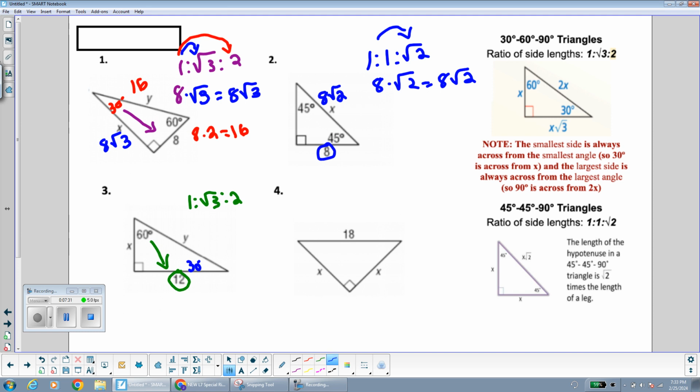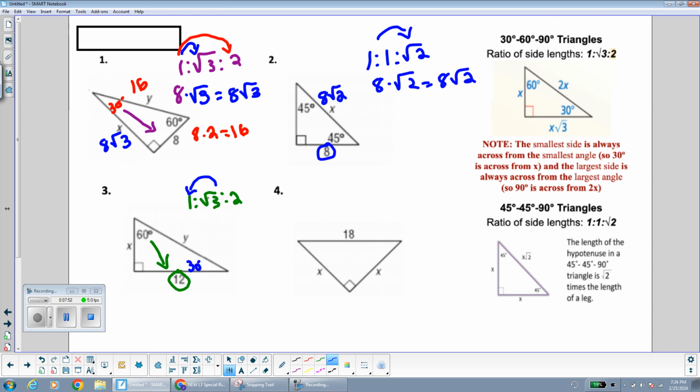So what we're going to do first is we're going to find the smallest side. We're going to find x, which is the smallest side because it's across from the 30-degree angle. And once we have the smallest side, it'll make it really easy for us to find the biggest side because then we can just double the smallest side. So in order to get from the middle biggest side, which is what we have, to the smallest side, we're going smaller. So we're going to be dividing.